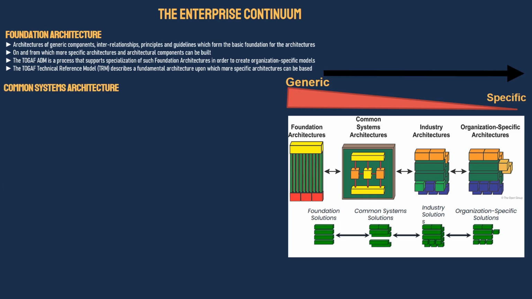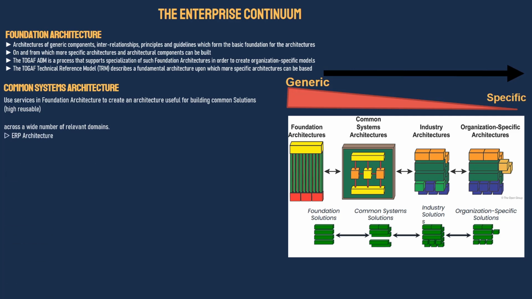Common system architectures use service and foundation architecture to create an architecture useful for building common solutions across a wide number of relevant domains. Examples: TRM architectures, security architecture, network architecture, management architecture, operations architecture, integrated information infrastructure reference model.